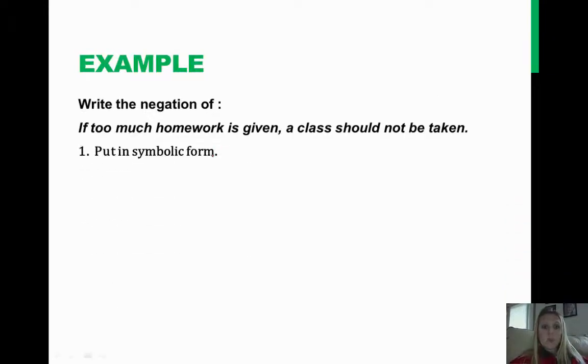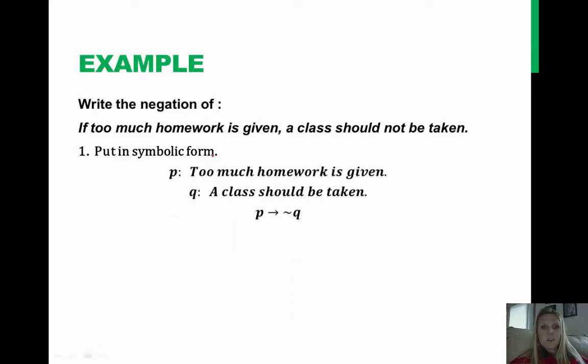Let's look at an example. Write the negation of, if too much homework is given, a class should not be taken. So the first step of this is that you need to write this in symbolic form. So here we have, P is too much homework is given, and Q, a class should be taken. So this is our symbolic form, because the way it is written up above is, if too much homework is given, then a class should not be taken. So it's not Q because it's not up here.